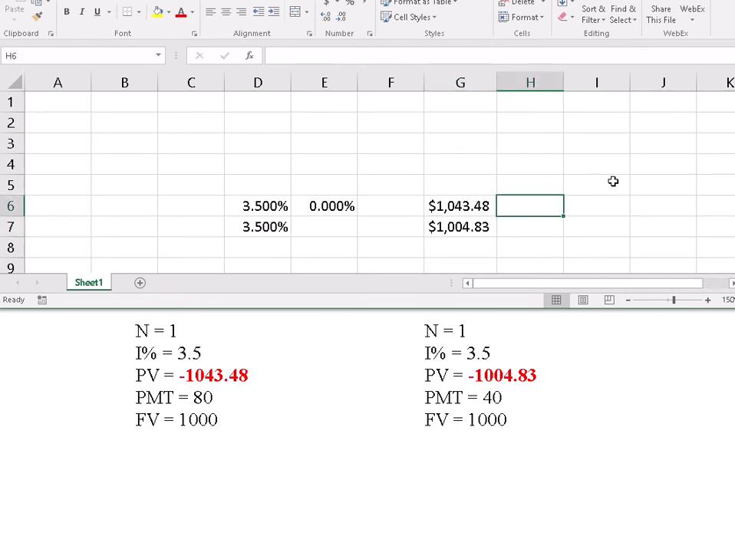So in this case, the difference in price is substantial, almost $40, because people are willing to pay a little extra for that tax-free municipal.